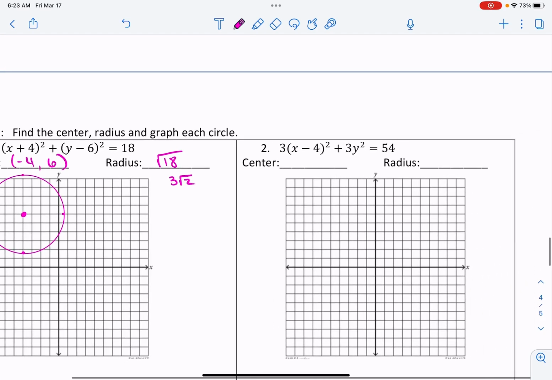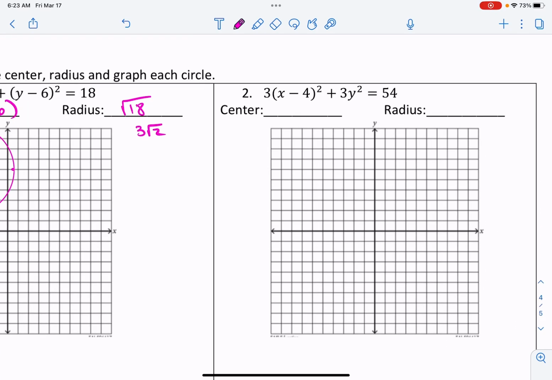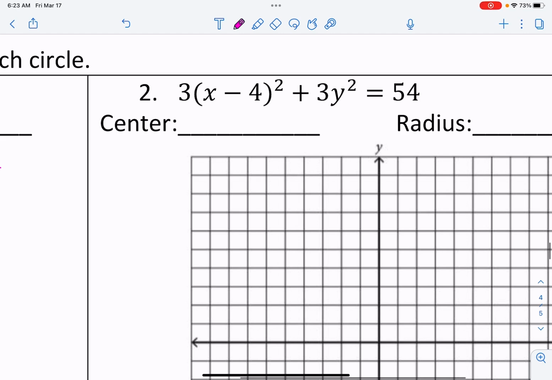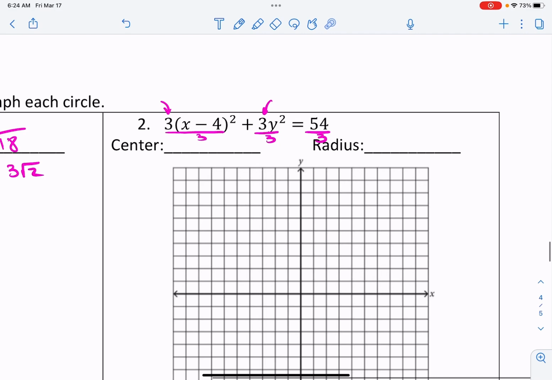Now let's do number 2. Number 2, notice that it's not in standard form. So the first thing you have to do is get rid of this coefficient here. So we're going to divide everything by 3 because remember, it cannot have a number in front. So now we're going to end up with x minus 4 squared plus y squared, and that's going to be 54 divided by 3, we get 18 again. So again, here we get 4, 0, and the square root of 18.